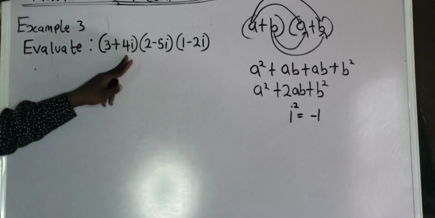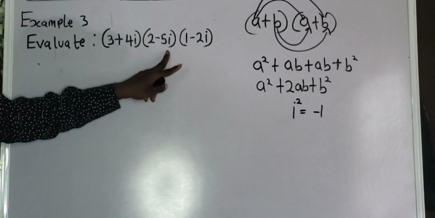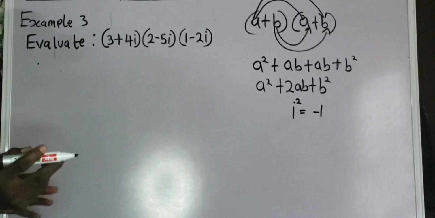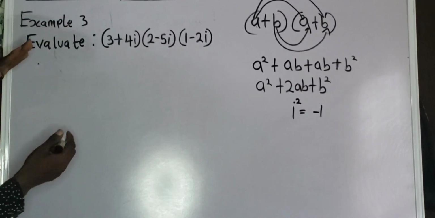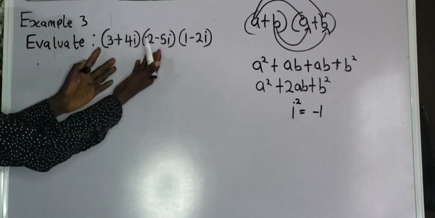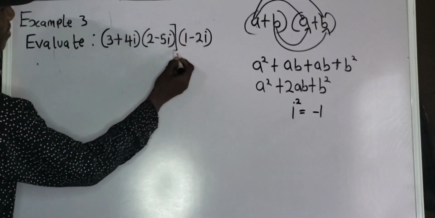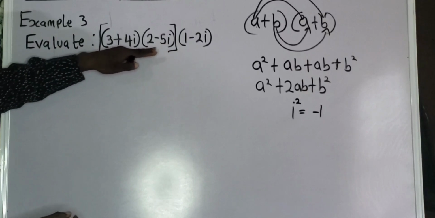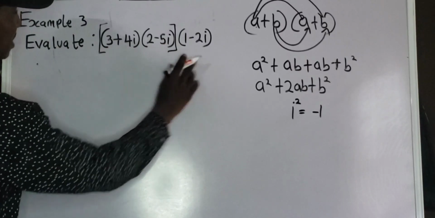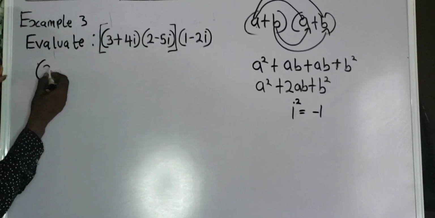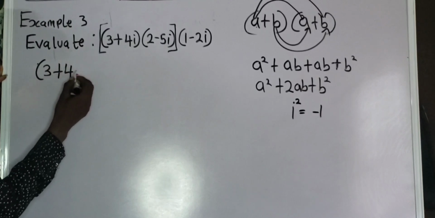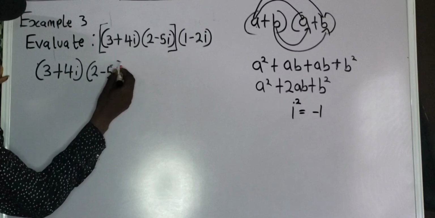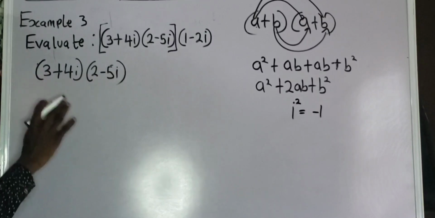Let's proceed to example 3. Evaluate 3 plus 4i multiplied by 2 minus 5i multiplied by 1 minus 2i. This is kind of complex, right? Just pay attention. The first step is to take the first two parts. I'm going to take the product of the first two parts and leave the other out. So for this, I'm going to have 3 plus 4i multiplied by 2 minus 5i. Let's take it step by step.